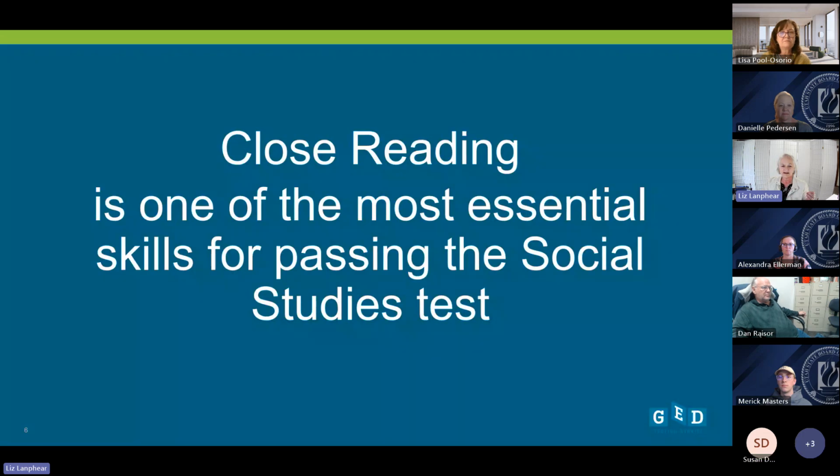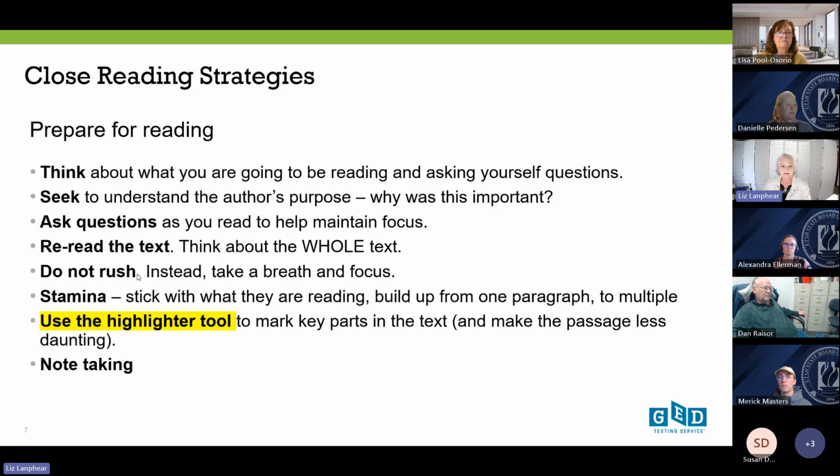We're going to deviate just a second for this first part, because close reading is one of the most essential skills for passing the social studies test. So I'm not going to talk about the social studies content as much at the very beginning of this presentation, because if they don't have the close reading skills, they're not going to be able to pass the social studies test. So we really have to dig into that reading piece. We're going to do that with some close reading strategies.